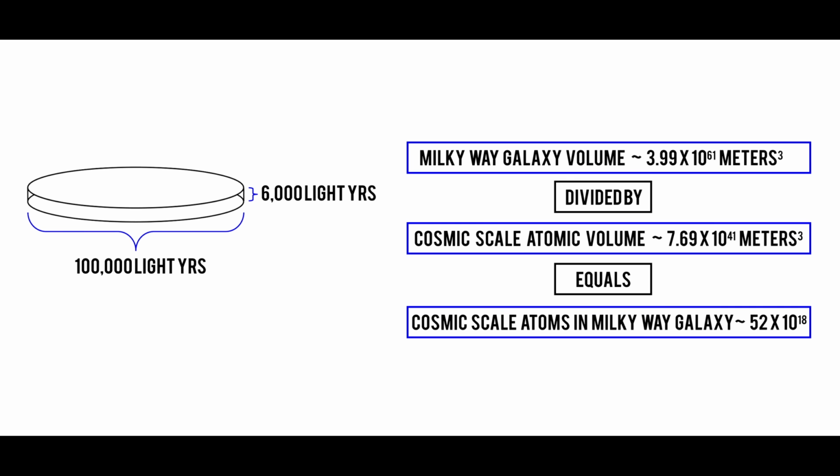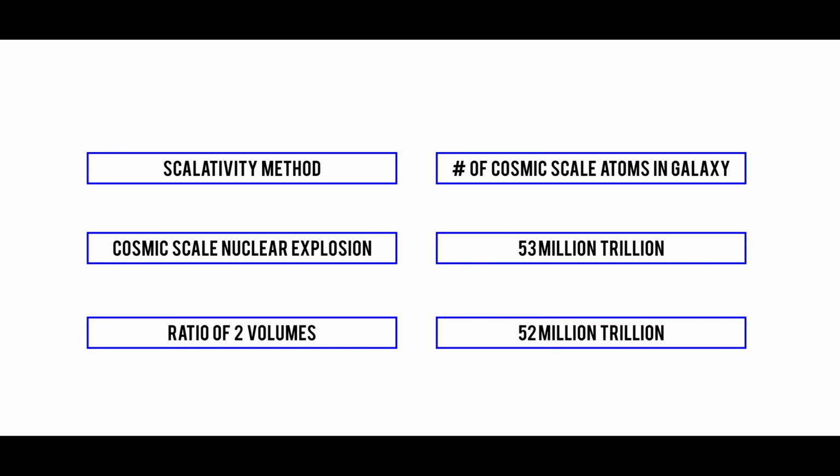The total Milky Way Galaxy volume is calculated from the disk area times the disk thickness. 100,000 light years is used for the disk diameter, and 6,000 light years is used for the disk thickness. The average cosmic scale atomic volume is scaled from an atomic volume of radius 1.5 angstroms. Dividing the galaxy volume by the average cosmic scale atomic volume equals 52 million trillion cosmic scale atoms. These two values are essentially identical. Both values are calculated by fractal physics theory concepts, but by vastly different physical methods.